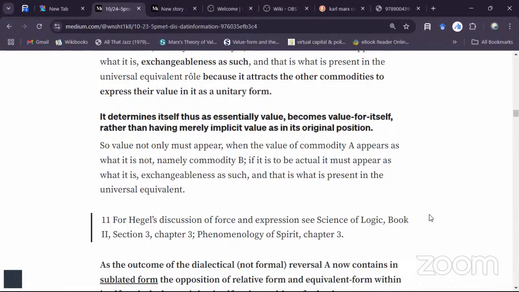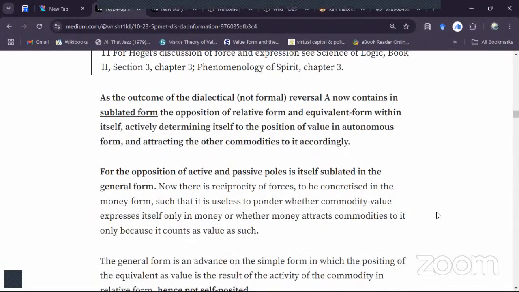And there are whole philosophical schools engaged in that. So value must not only appear in what it's not, namely commodity B, when the value of commodity A appears. If it is to be actual, it must appear as what it is, exchangeableness as such. And that is what is present in the universal equivalent. As the outcome of the dialectical and not formal reversal, A now contains, remember that word, sublation, the sublated form, the opposition of relative form and equivalent form within itself, actively determining itself to the position of value in autonomous form and attracting the other commodities to it accordingly. Now, that's all a way of trying to talk about labor power ultimately.